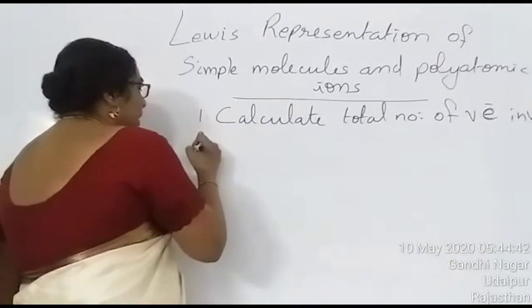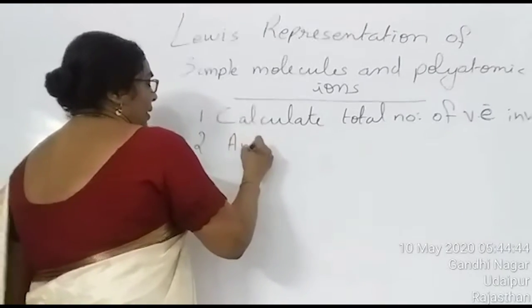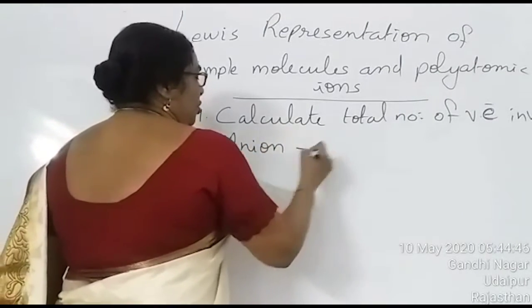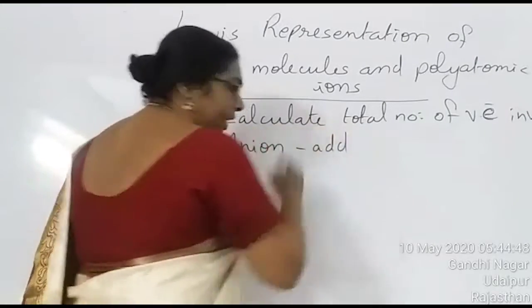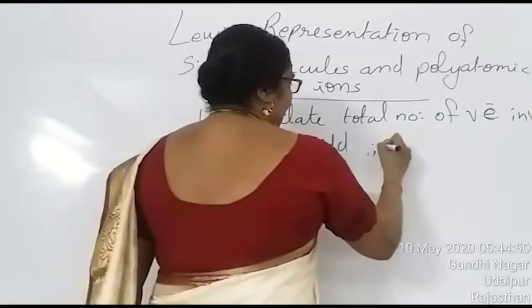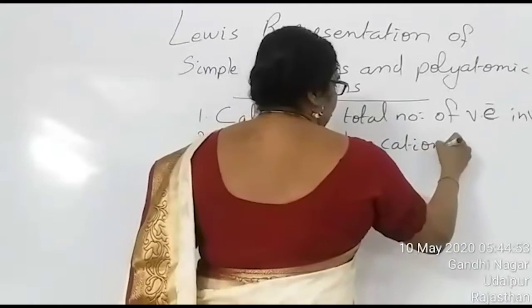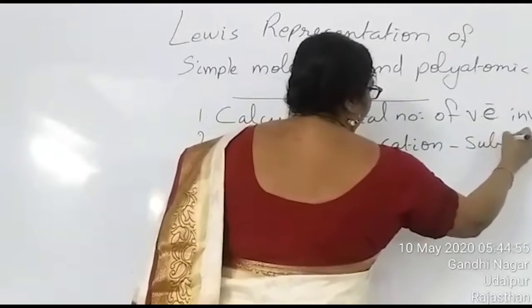Second one, suppose it is an anion, you are supposed to add that number of negative charges, and if it is a cation, you are supposed to subtract the number of positive charges.